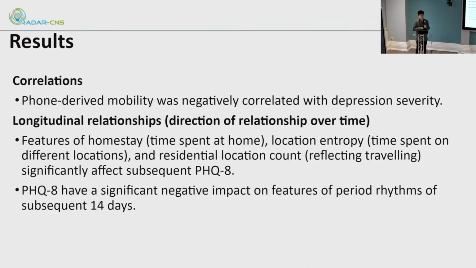And the results can be summarized as: phone-derived mobility was negatively correlated with depression severity. And the longitudinal relationship can be summarized as: the features of homestay, location entropy, and residential location count significantly affect the subsequent PHQ-8 score. And on the other hand, the PHQ-8 score has a significant negative impact on the features of the periodic rhythms of the subsequent 14 days.